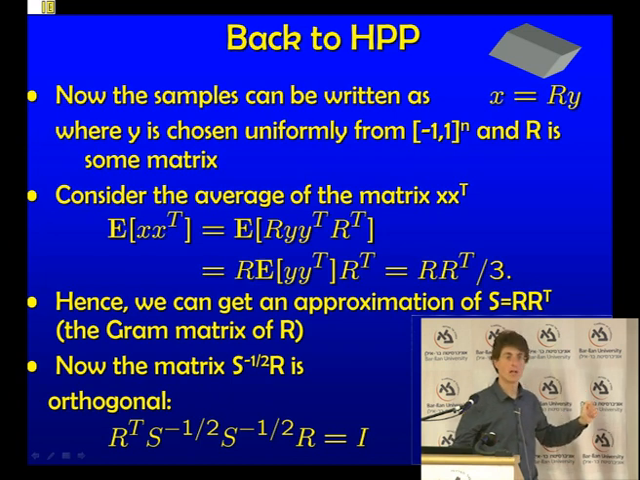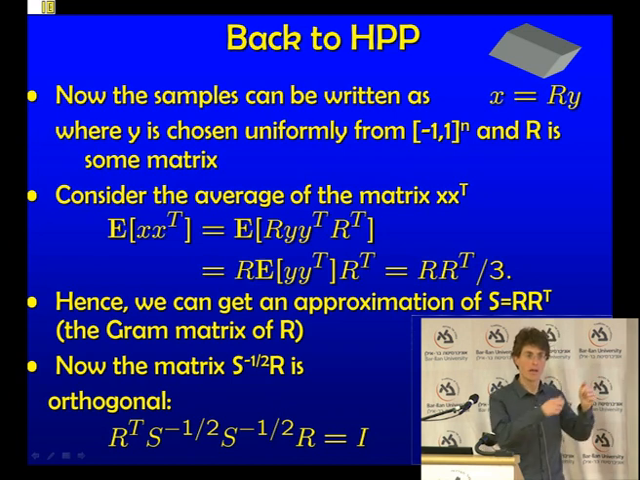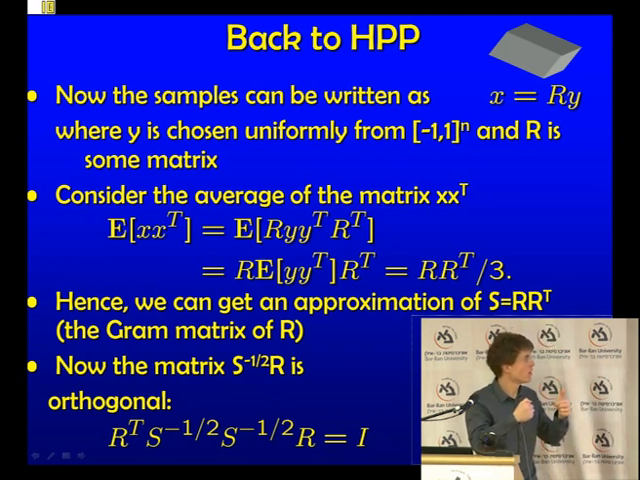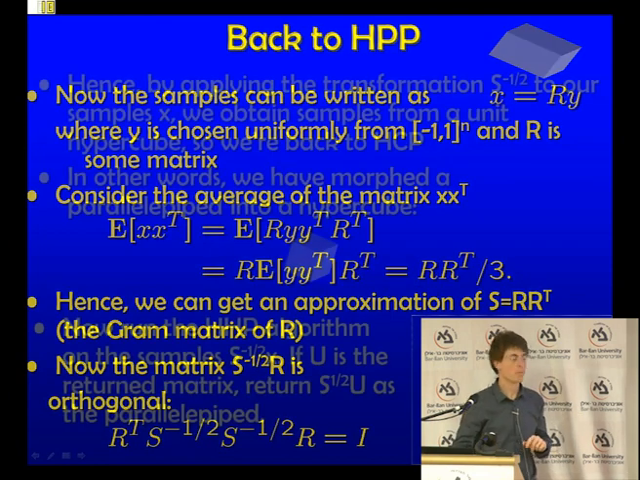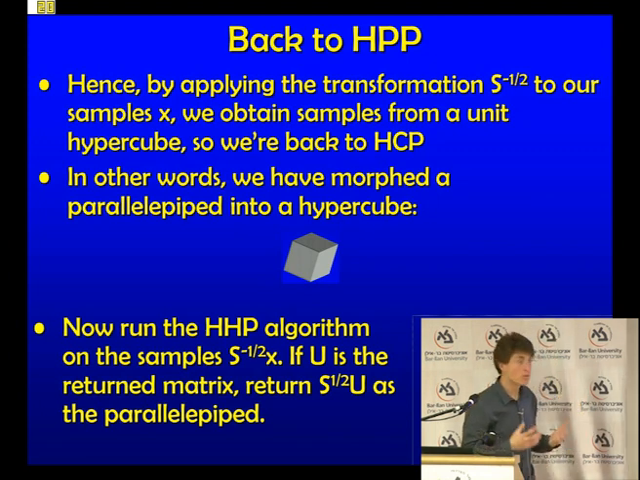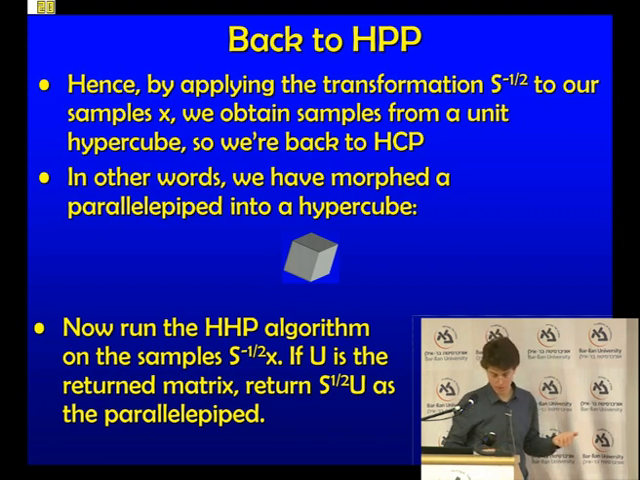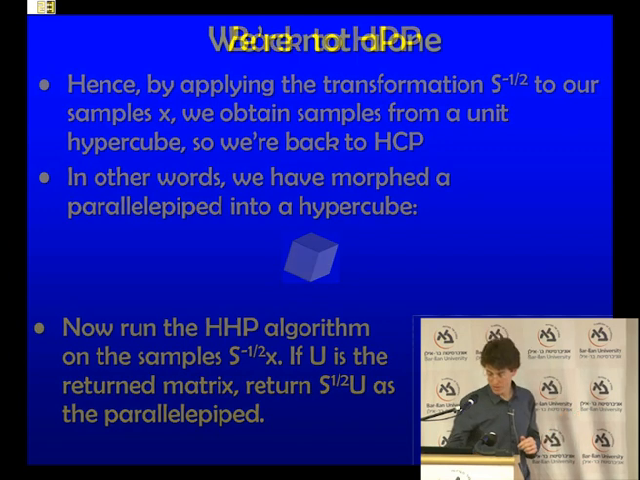Because it's orthogonal, we know the samples we have: if we apply S to the minus half to X, we end up with samples that are S to the minus half R times Y, and S to the minus half R is an orthogonal matrix. So it's simply a rotation of the cube. I hope you managed to follow that. If not, this is what you end up doing: some linear transformation that brings an arbitrary parallelepiped into a cube. Now we can run the previous algorithm, find the orientation of the cube, and from that recover everything by multiplying by the square root of S, recovering R. Okay, so that's it for the attack.